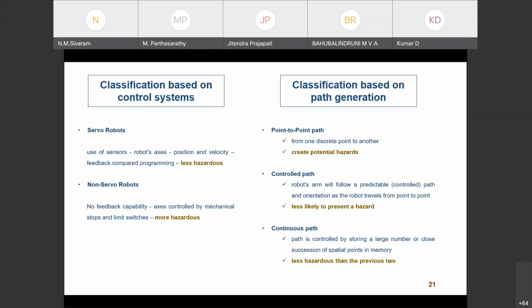Whereas continuous path generating robots, it is more like a small distance is divided into many spatial points. For example, there is 1 centimeter length, and this 1 centimeter is divided into 100 times or 1000 times, and those points are connected. So it is more similar to a finite element application, finite element analysis. You are defining the path, or you are dividing the path into many small successive spatial points. So these spatial points are taken into the memory of the robot.